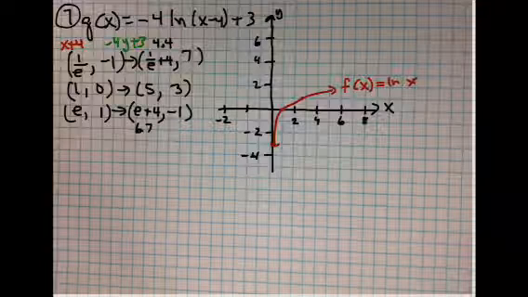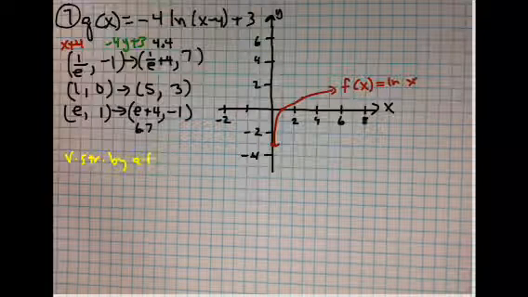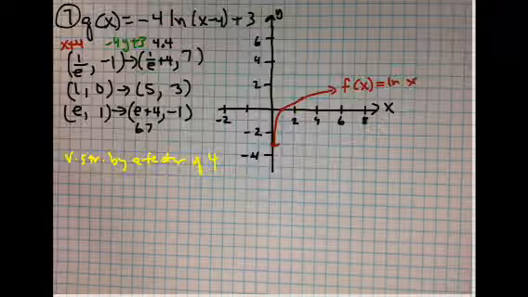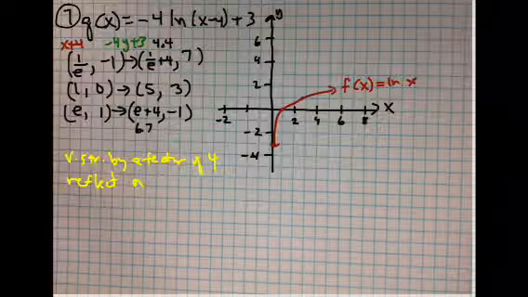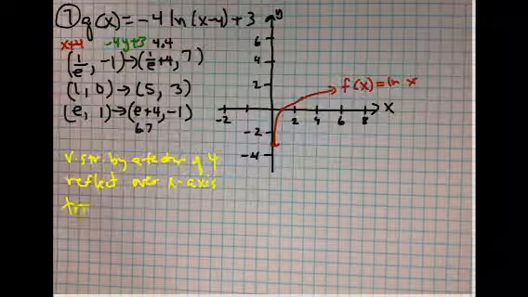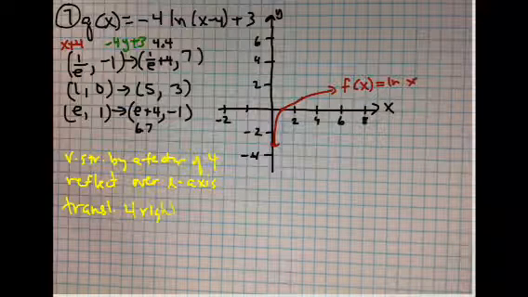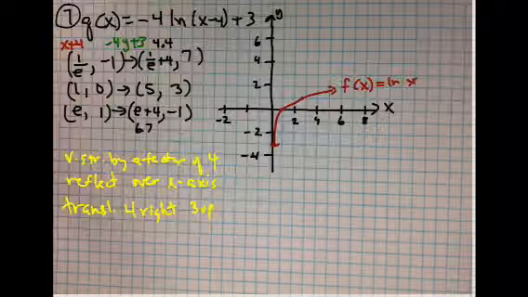g of x has a vertical stretch by a factor of 4. It reflects over the x-axis because of the negative, and then the translations are 4 to the right and 3 up.